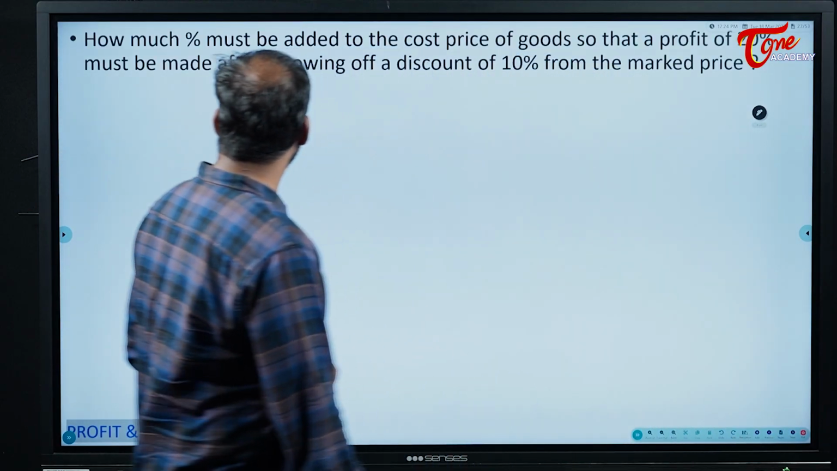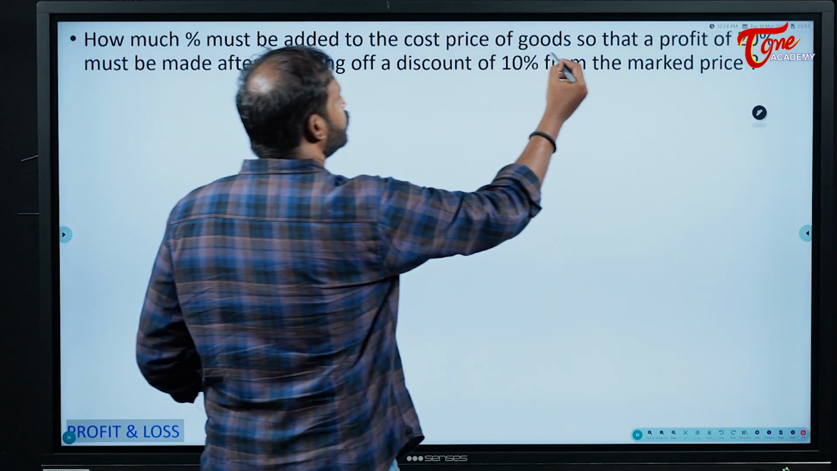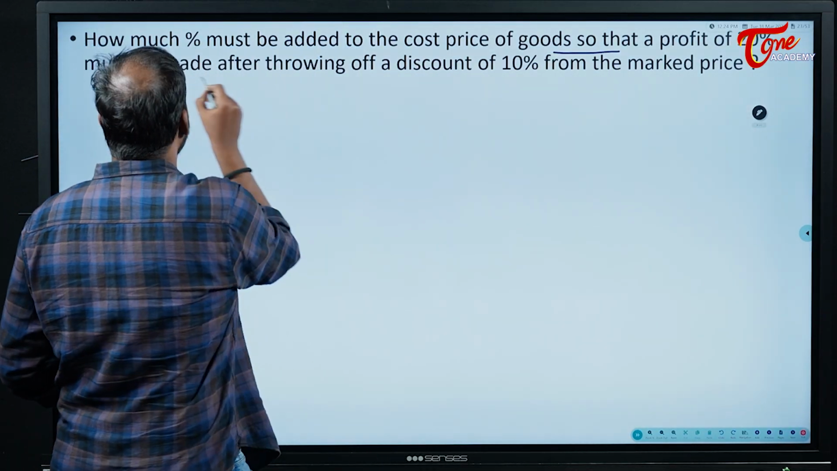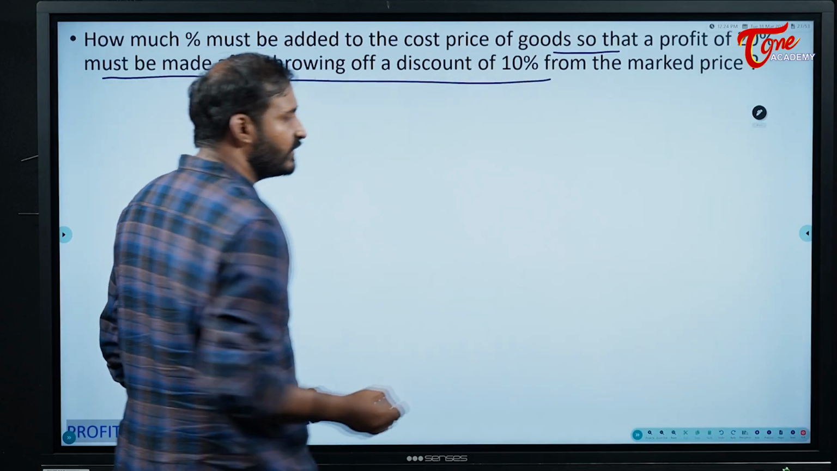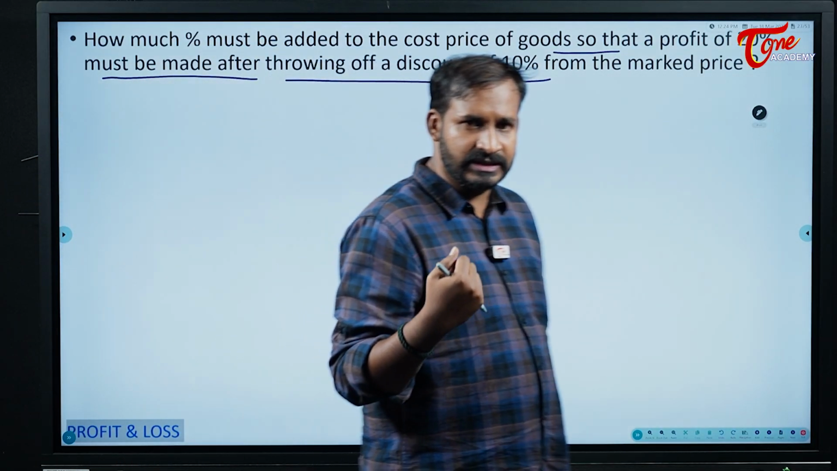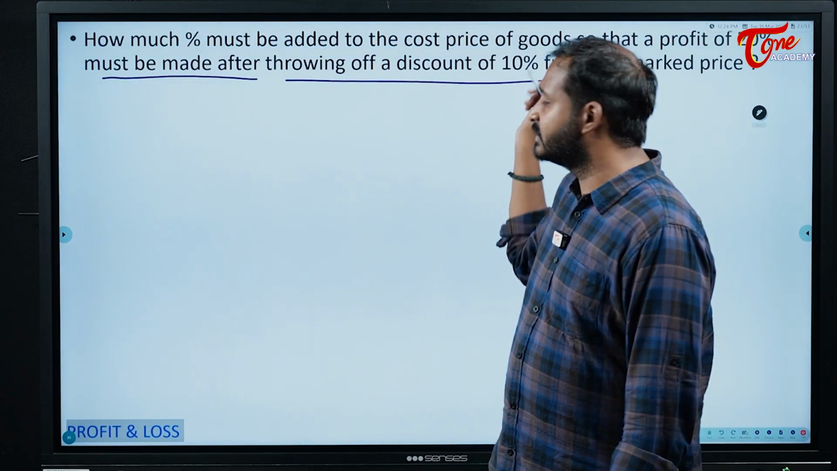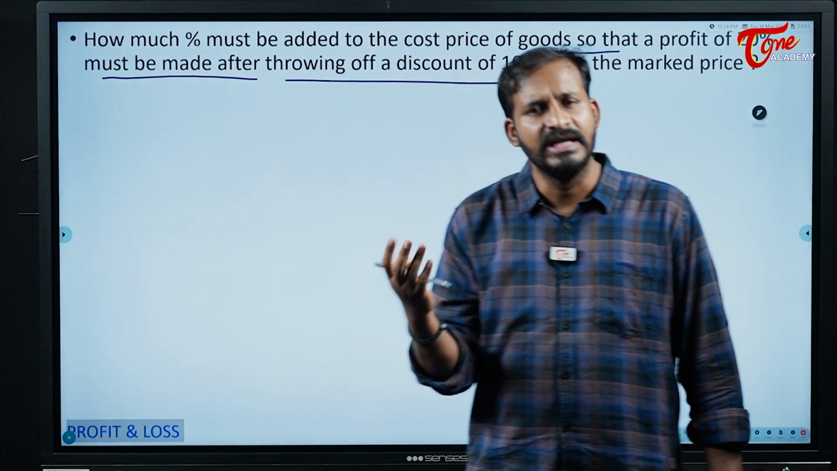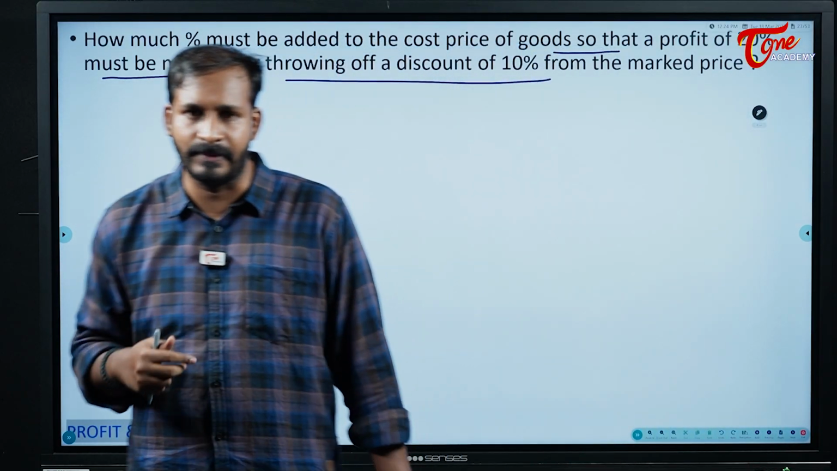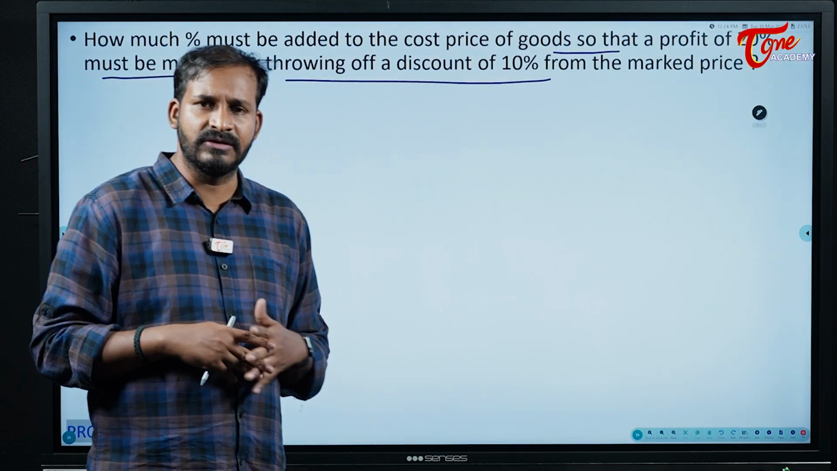Now, we will see. See here, how much percentage must be added to the cost price of the goods so that a profit of 20% must be made after throwing a discount of 10%. See here, after giving a discount of 10%, still the shopkeeper wants a gain of 20%, right? That means what should he do initially? Definitely he should mark up the price. Then only we will get the profit, right? After giving the discount also.